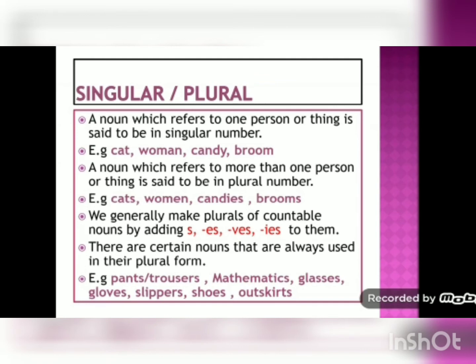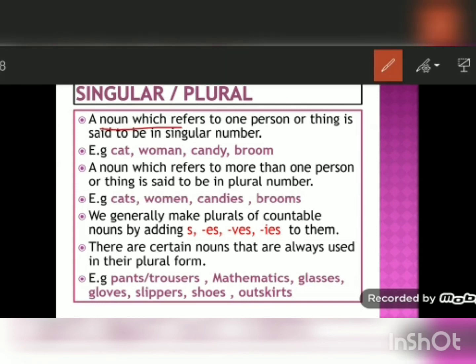So first let's see what is singular noun. A noun which refers to one person or thing is said to be in singular number. So we can say it as singular noun. For example, cat means we are talking about one cat, woman, candy, broom. So these are examples of singular noun.